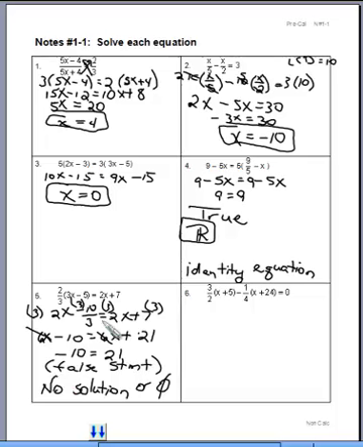So again, we've lost the variables here, just like we did in number 4, but we end up with two numbers that do not equal each other. We end up with a false statement. All right, let's look at 6.